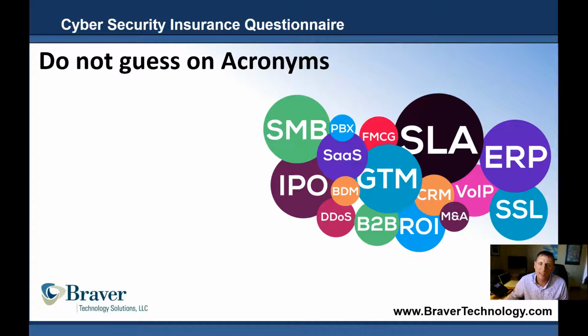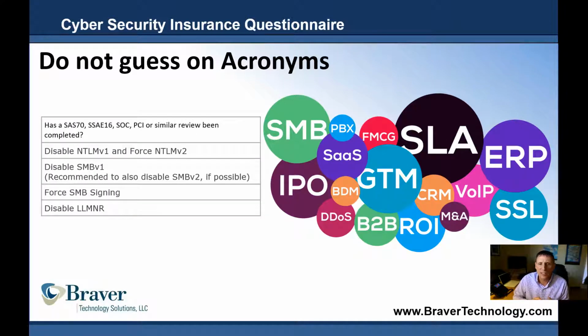So don't guess on those acronyms. If you see something and you don't understand, reach out to your insurance carrier and say, okay, they have all this stuff on here. I don't know what this means. I don't know what acronym this stands for or anything like that. Make sure you understand what they're asking you.